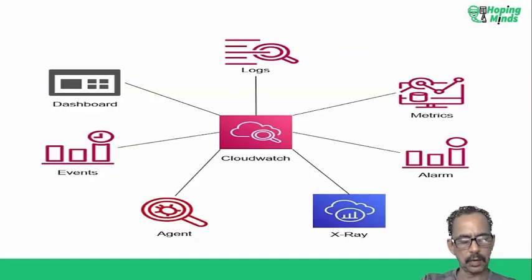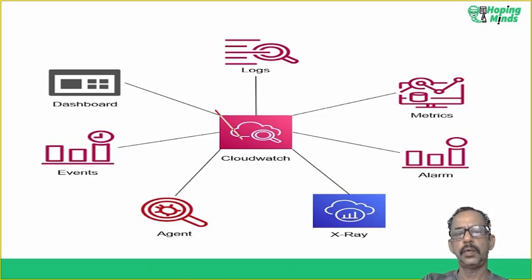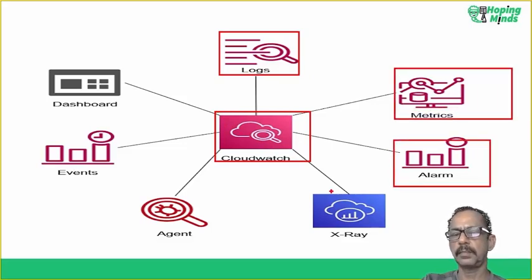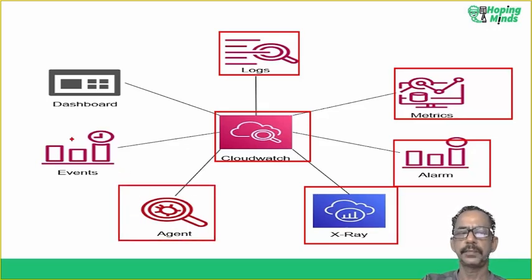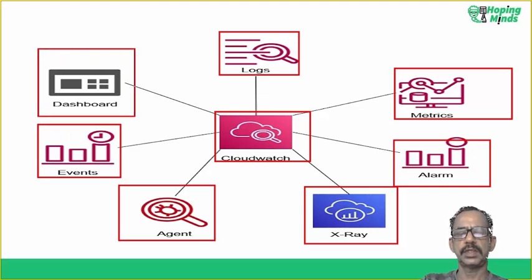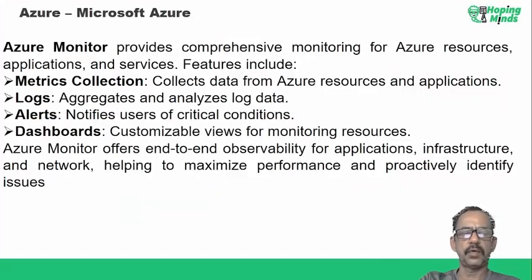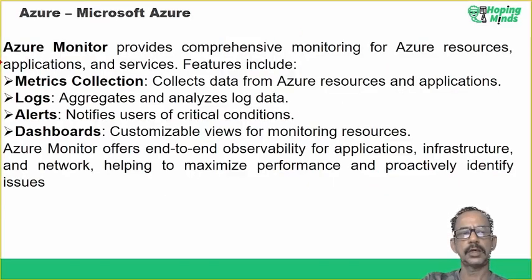Like this, CloudWatch can do all the things. It can maintain logs, metrics, it can create alarms, or X-ray, and inside the log agent it can do, or it can inject an agent into any EC2 to get more detailed information about that event and dashboard. These are all parts of CloudWatch. Clear? Similarly, if you go for Azure, there the tool is Azure Monitor.